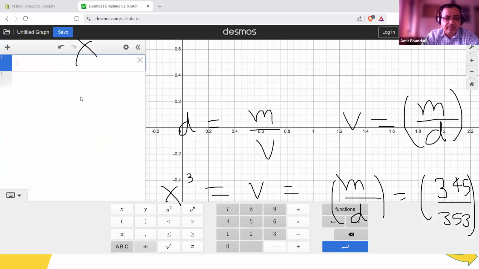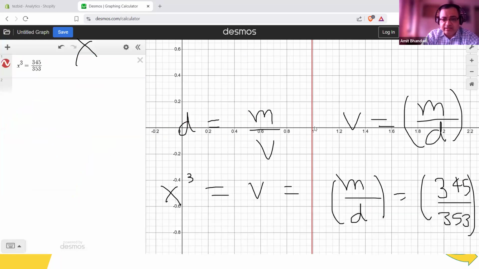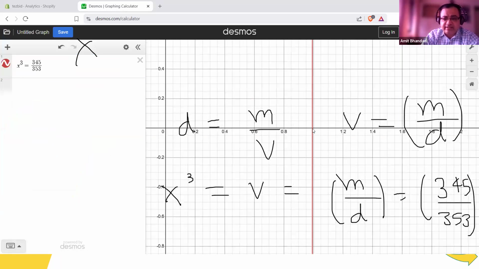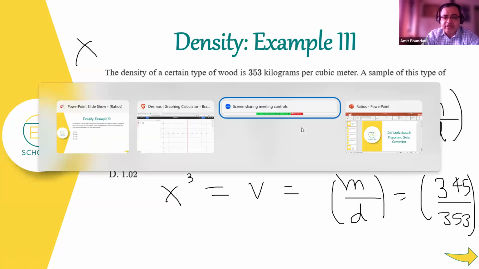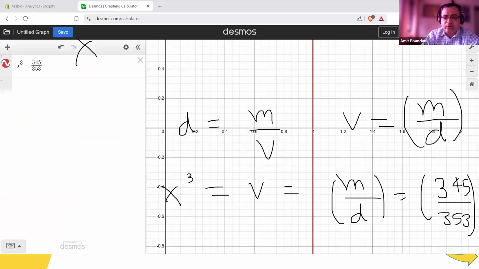Let's try this out. So let's try it the first way. Let's say x raised to the power 3 is equal to 345 divided by 353. So we can see that the value of x is very close to 1, but slightly less. When we look at the options, we find that there are two options which are less than 1, 0.98 and 0.99. And from a visual inspection, we cannot really figure out which is the correct one. So this method will not work.